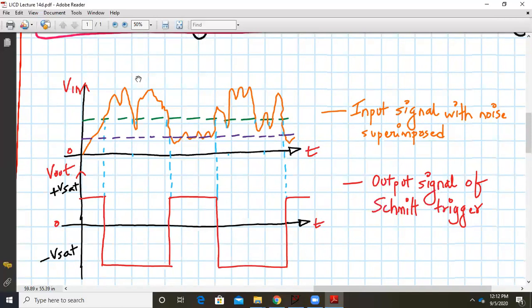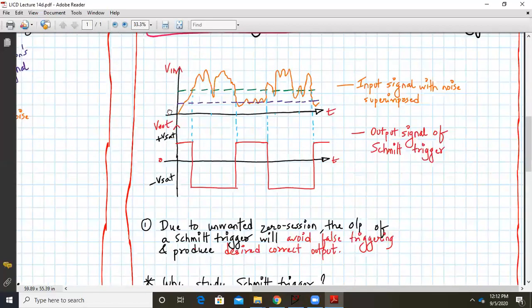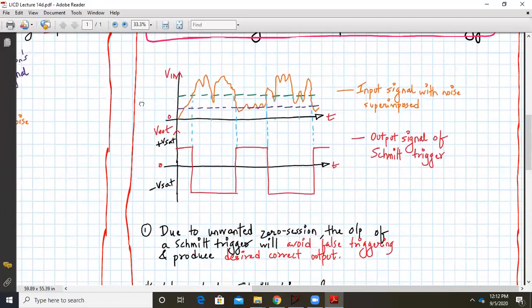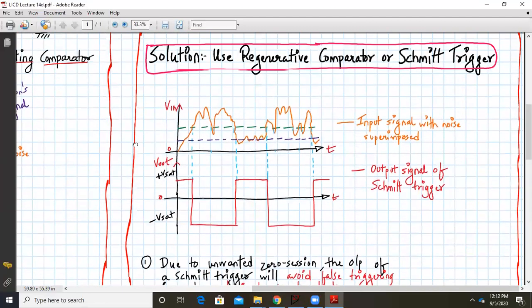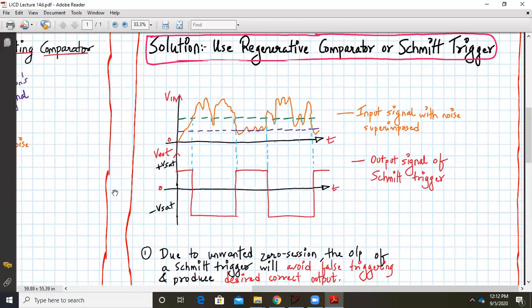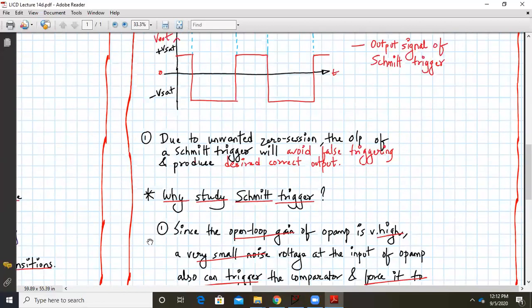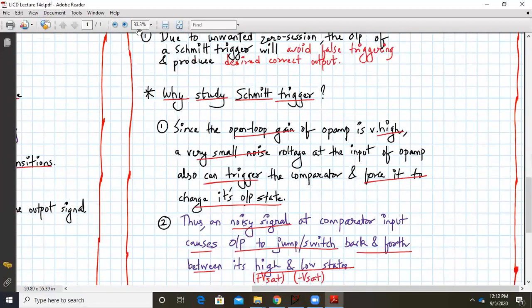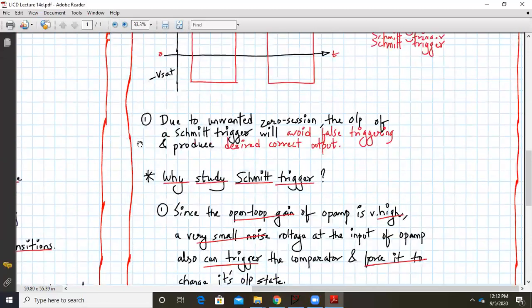In the next class, we'll study the Schmitt trigger using op amps in detail. At that time we will come back to this. This Schmitt trigger circuit is a comparator with positive feedback. It will avoid all the false triggerings and produce the desired correct output, which is happening over here.